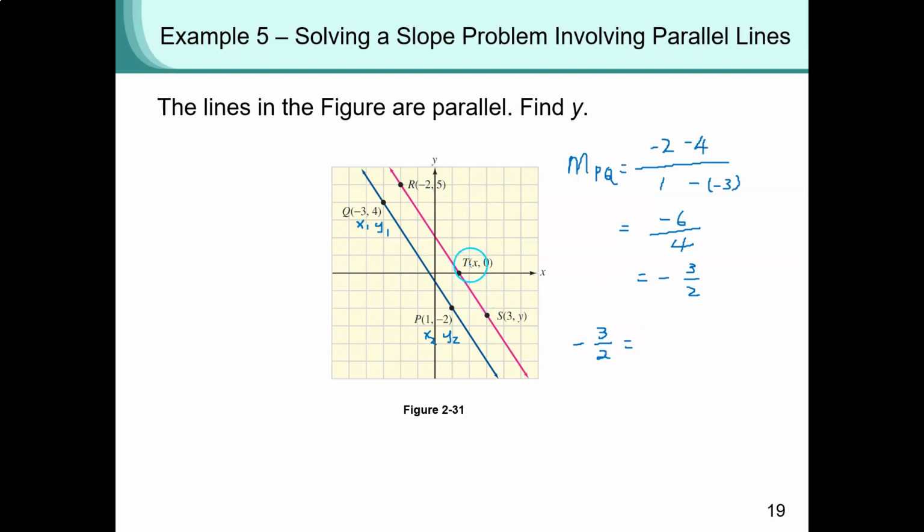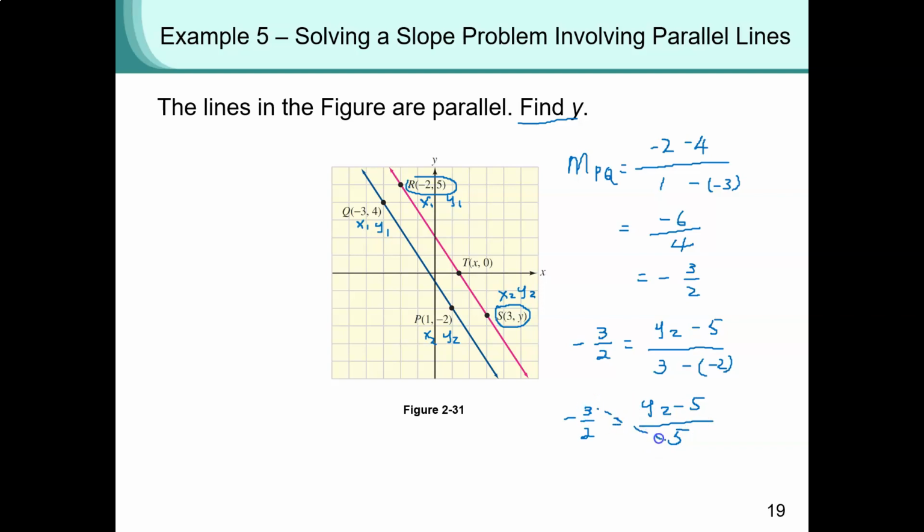So now I'm going to use these two points, R and S, because the question asks us to find y. So I'm going to label this as x1, y1, and this will be x2, y2. So I'm going to use y2 minus y1, which is pi, over x2, which is 3 minus negative 2. So you have negative 3 over 2 is equal to y2 minus pi over 5.